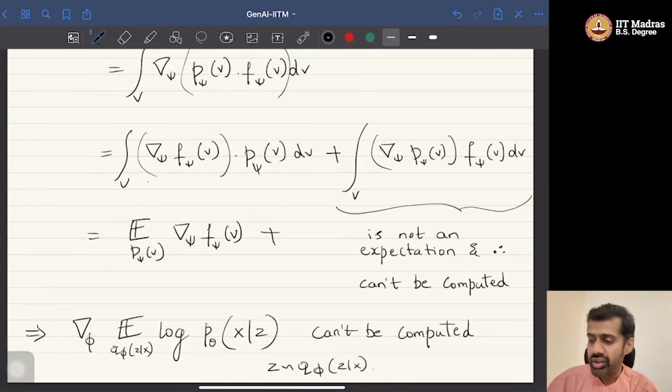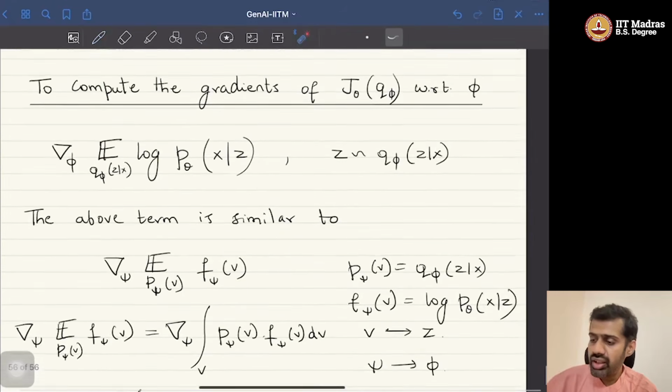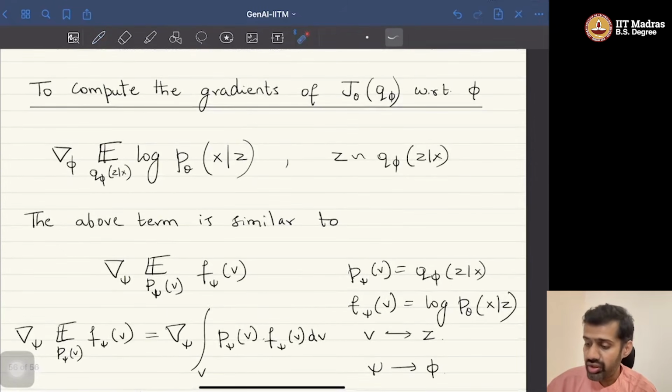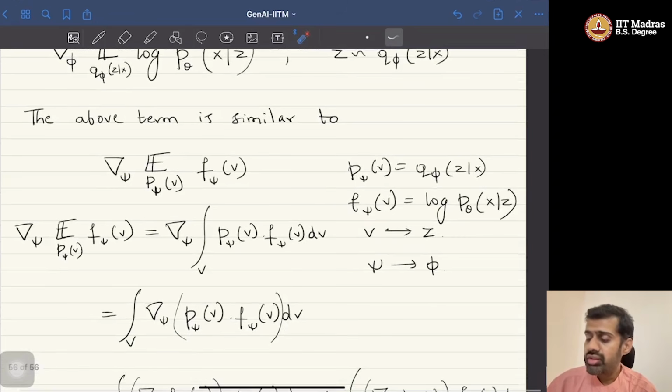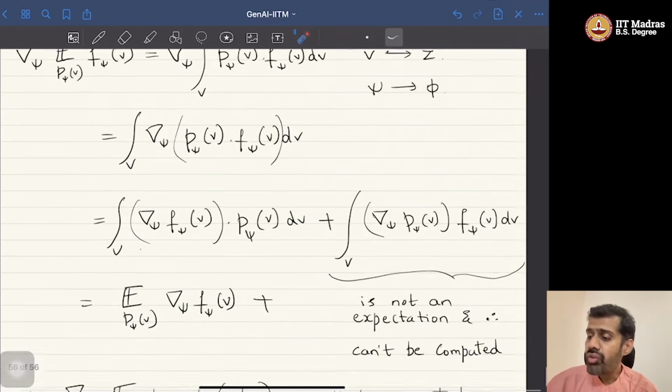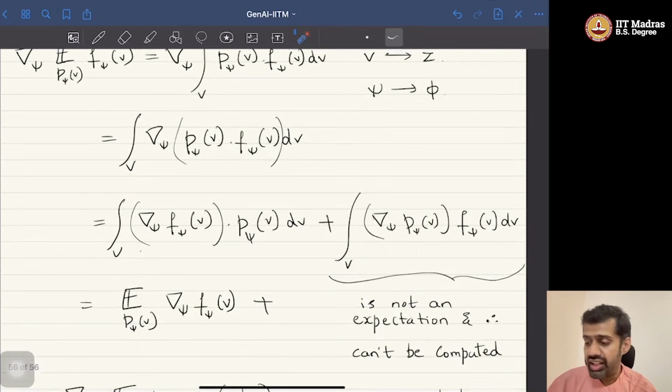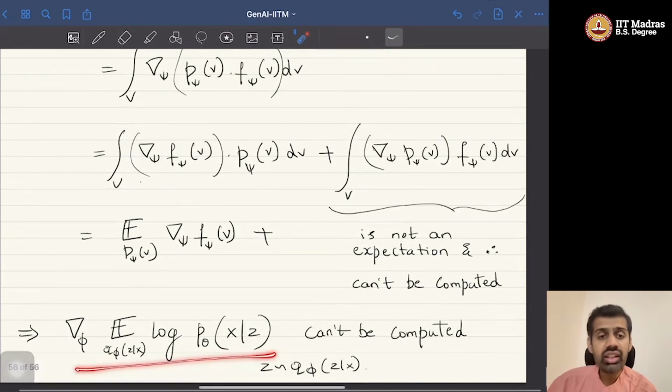Okay, this is the bottom line. To train the neural networks, which are the encoder network here, we need to find the gradient of the first term in the ELBO with respect to phi. That cannot be computed, because when the product rule of differentiation is applied to this gradient, we end up with a term that cannot be computed in terms of expectations or sample averages. So the gradient we need to train the encoder neural network in a VAE cannot be computed.